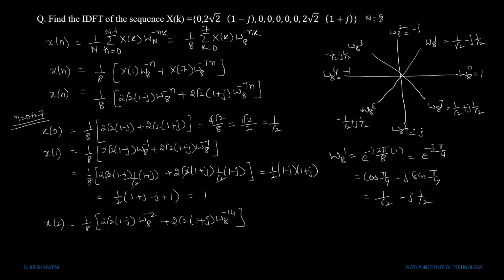w8 to the power of minus 6 is conjugate of w8 to the power of 6, so it is minus j. w8 to the power of minus 2 is conjugate of w8 to the power of 2, that is plus j. So w8 to the power of minus 2 is plus j, w8 to the power of minus 14 is minus j. So the answer what we get will be 1 by root 2.